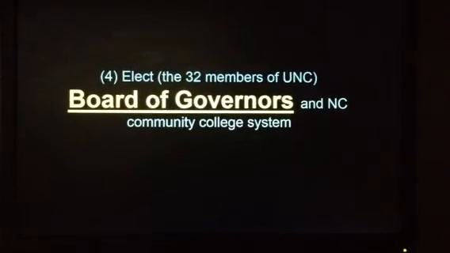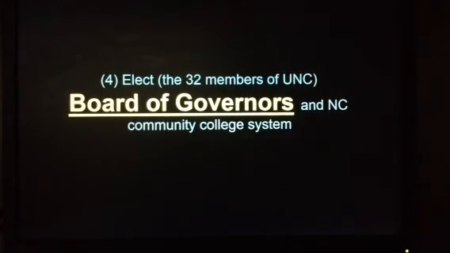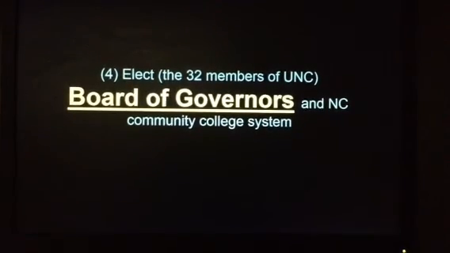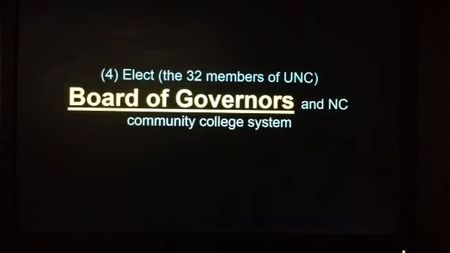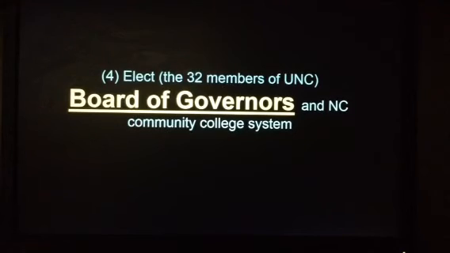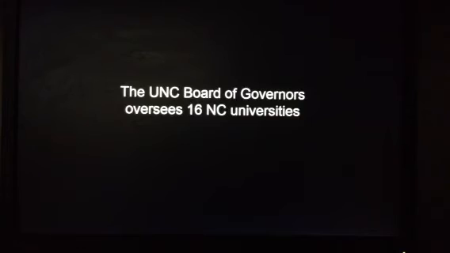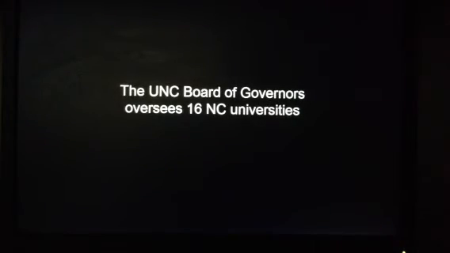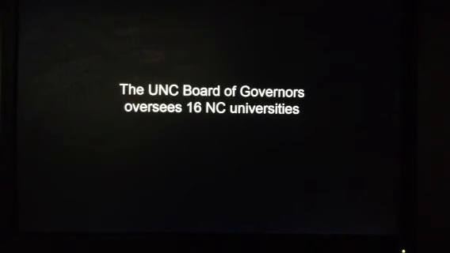Number 4, elect the 32-member Board of Governors. The UNC Board of Governors oversees our university college system. North Carolina has an outstanding college system. We have 16 state universities like North Carolina State University, University of North Carolina at Chapel Hill, University of North Carolina at Charlotte, University of North Carolina at Greensboro, University of North Carolina at Wilmington. You get the idea. We have 16 state-run, state-supported public universities, and the UNC Board of Governors oversees those universities. There's 32 members on the UNC Board of Governors.